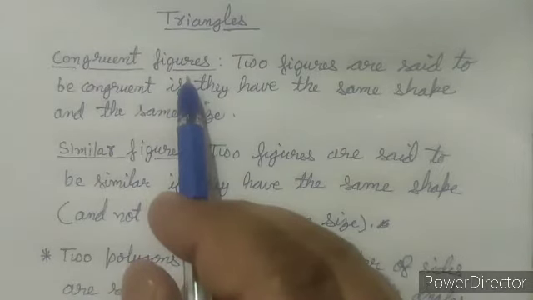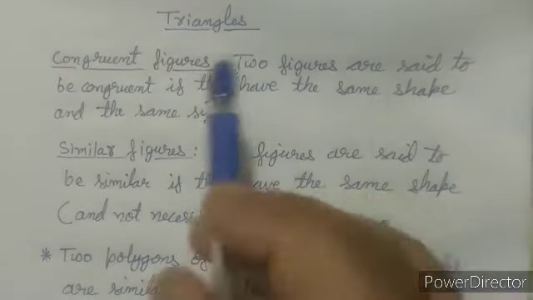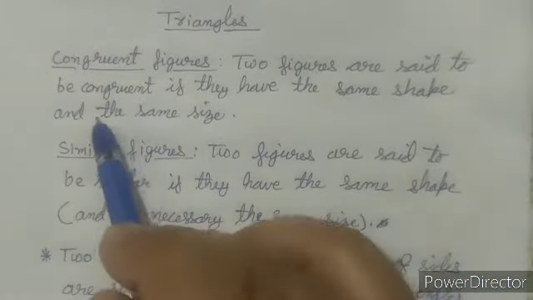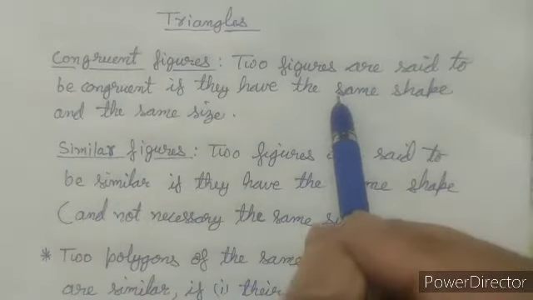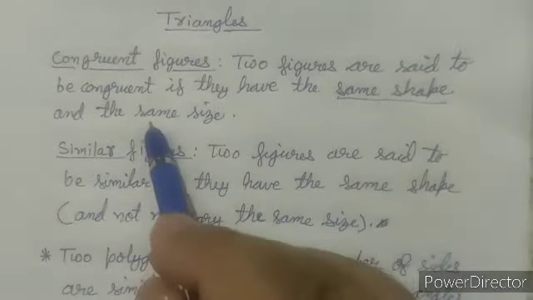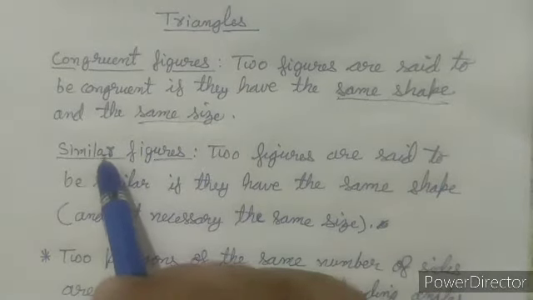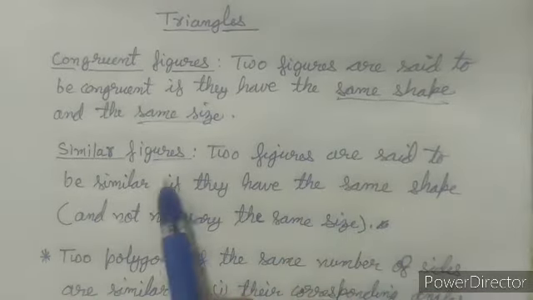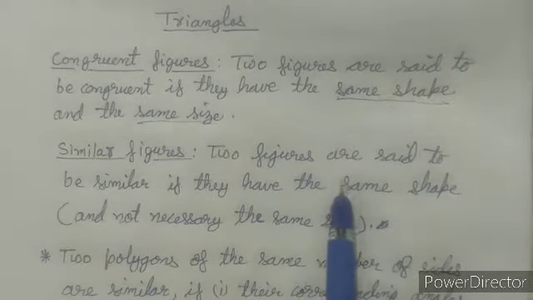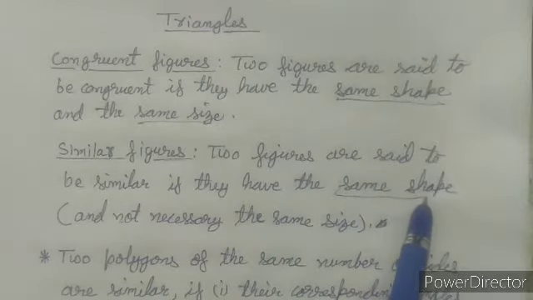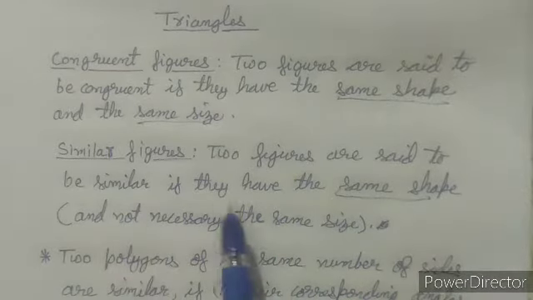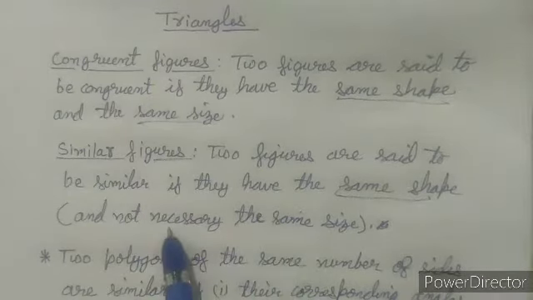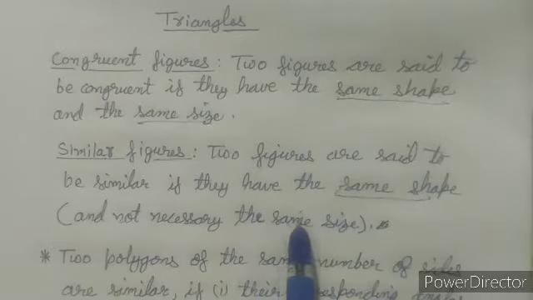Now you have read in earlier classes that two figures are said to be congruent if they have the same shape and the same size. Now similar figures. What are similar figures? Two figures are said to be similar if they have the same shape. Their shape should be same, but not necessarily the same size. Size can be same also, but it is not necessary.